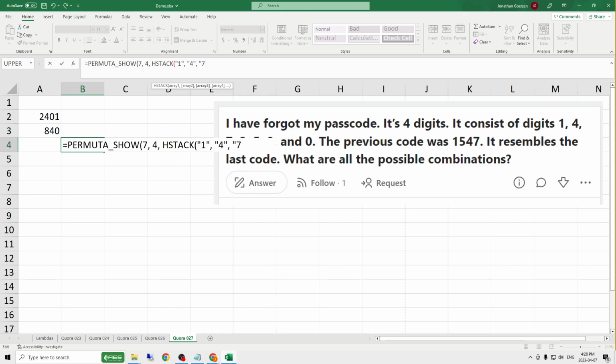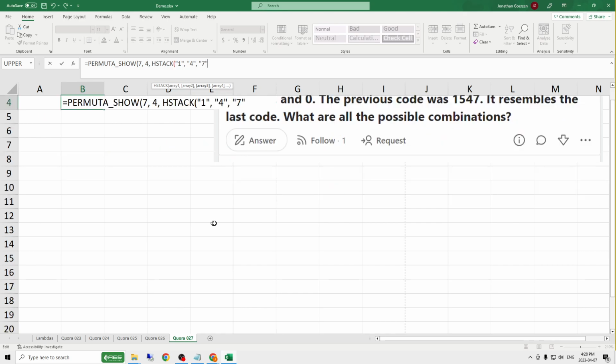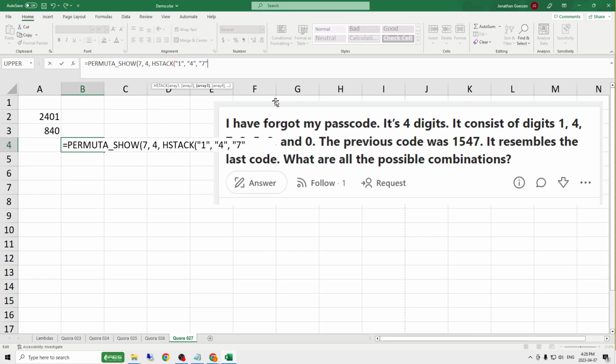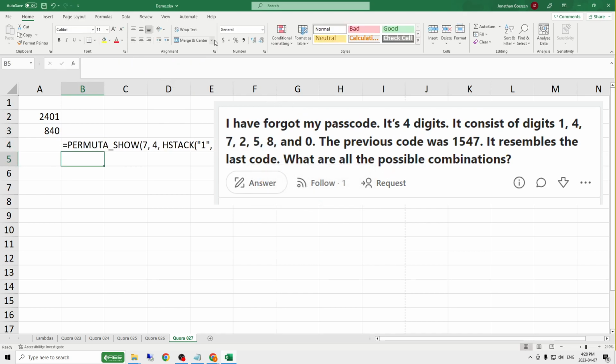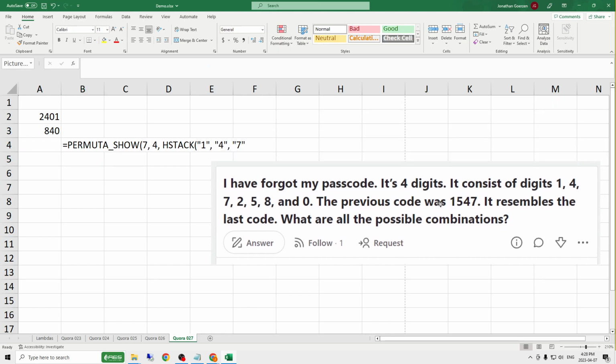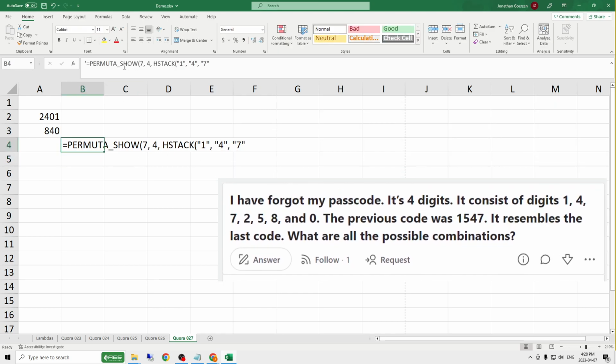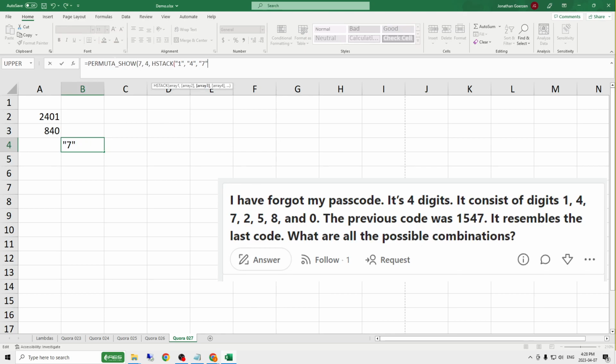Uh-oh, I have lost the scroll still? Nope. Shift this out of the way and carry on. 7, I have a 2, I have a 5, I have an 8, and I could have a 0.